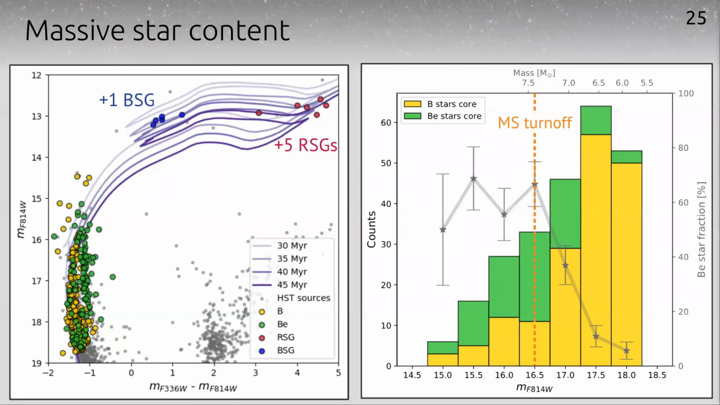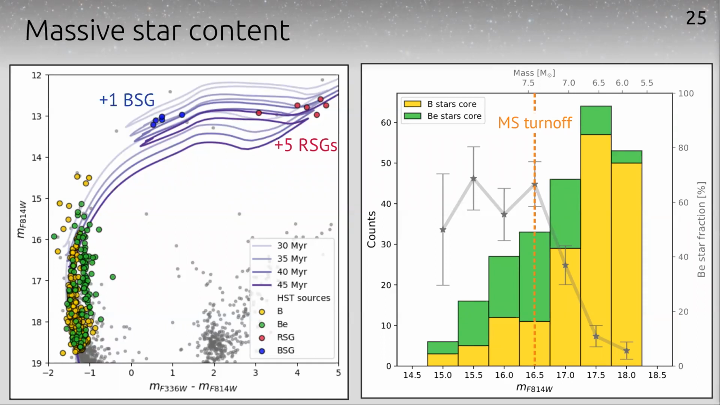So what we can also do is look at the number of BE stars as a function of magnitude. What I'm showing here is a histogram of the HST magnitudes at around 8,000 angstrom, so basically it's the y-axis of the left plot. And I'm showing the number of BE stars versus B stars, and also in gray, the BE star fraction as a function of magnitude. I've also indicated more or less where the cluster turnoff is. And what you can see is that above the main sequence turnoff, there's basically 50% or 45% of BE stars. So basically they dominate the cluster turnoff.